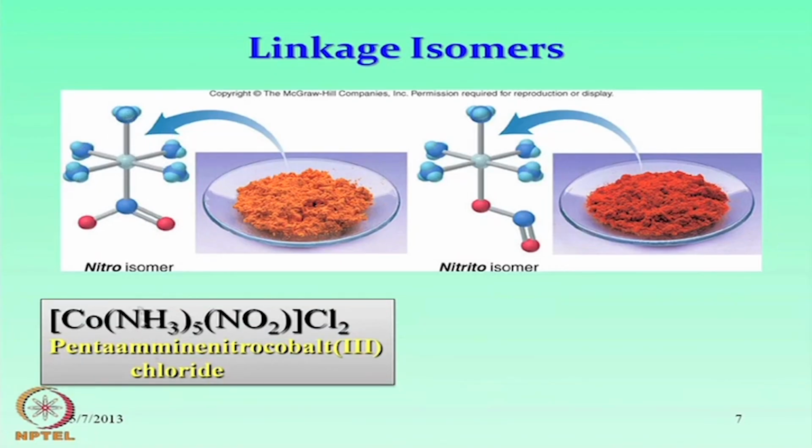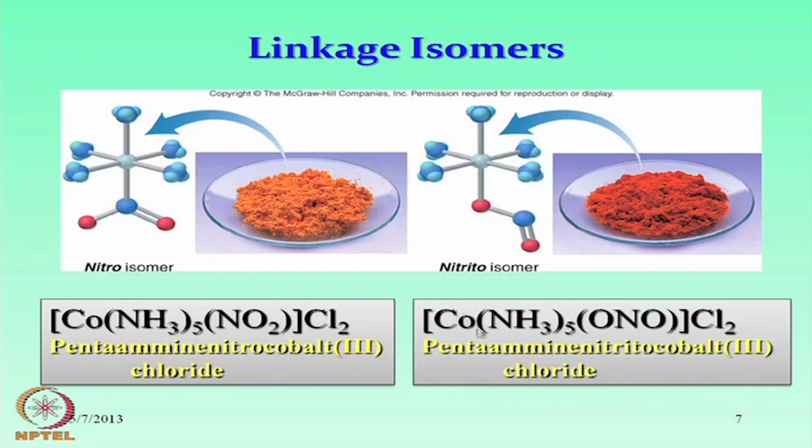Five are coming from the NH3 groups, and one is coming from the NO2. That means the coordination sphere is CoN6, all nitrogen, five of one type and one of a different type, in the pentaamminenitrocobalt(III) chloride compound. But in the second case, which has binding through the oxygen of the NO2 group, it is the nitrito isomer, pentaamminenitritocobalt(III) chloride.